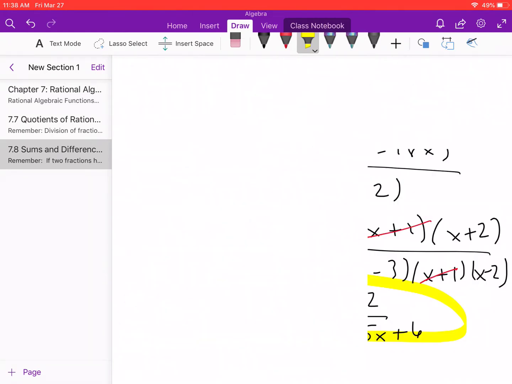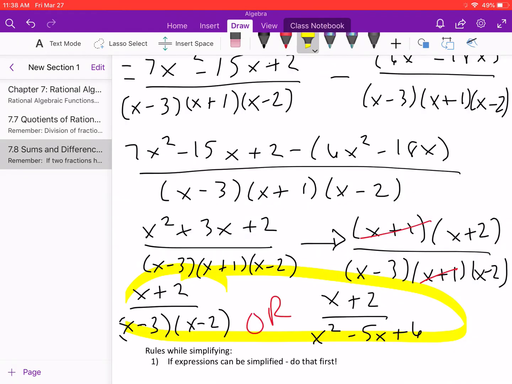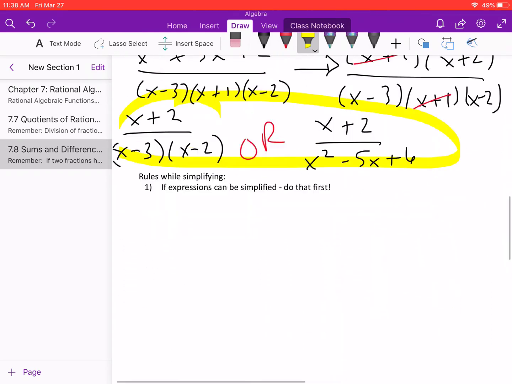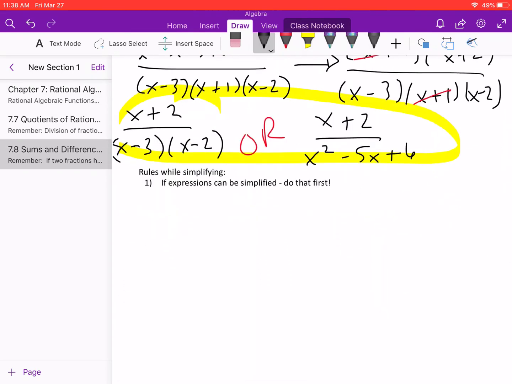So now that we've seen a practice problem, we're going to go over 3 rules for simplifying. And so the first rule is if an expression can be simplified, we always want to do that first.